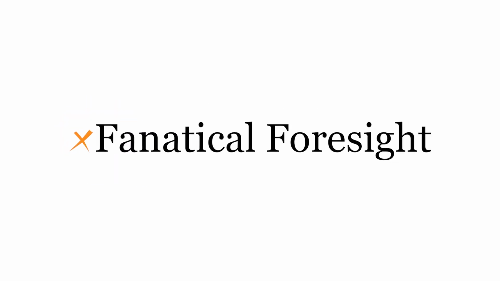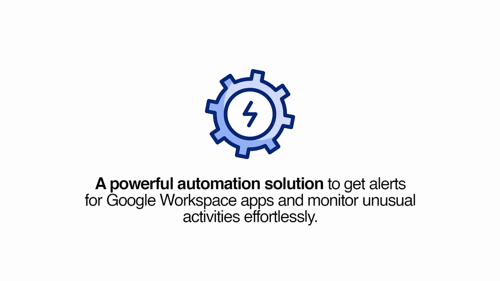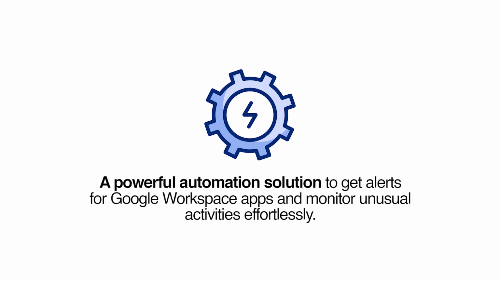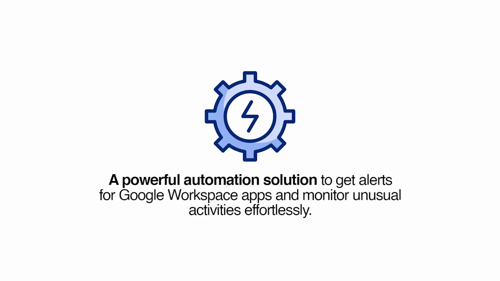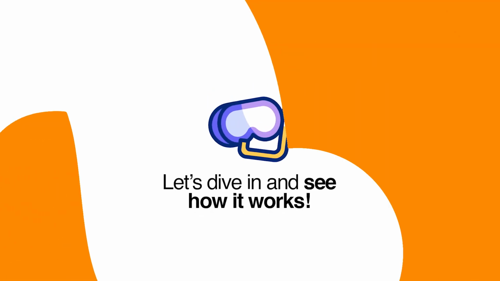That's where xFanatical Foresight comes in, a powerful automation solution to get alerts for Google Workspace apps and monitor unusual activities effortlessly. Let's dive in and see how it works.